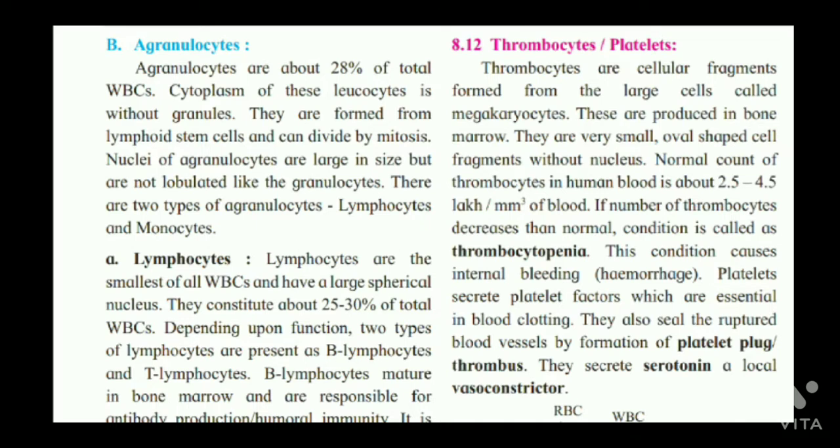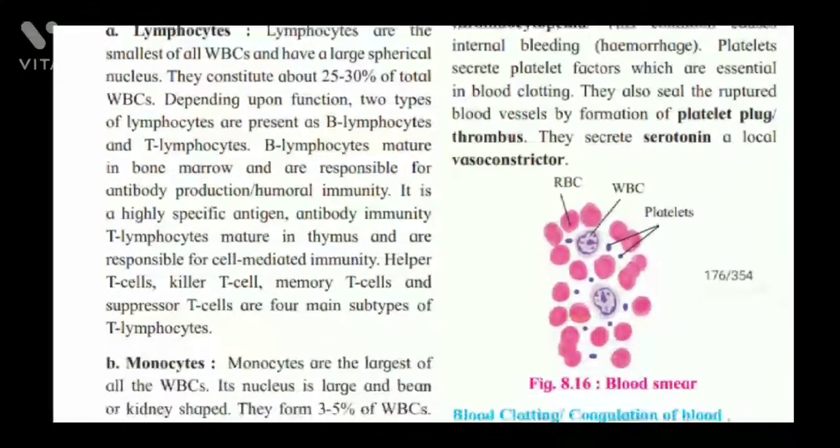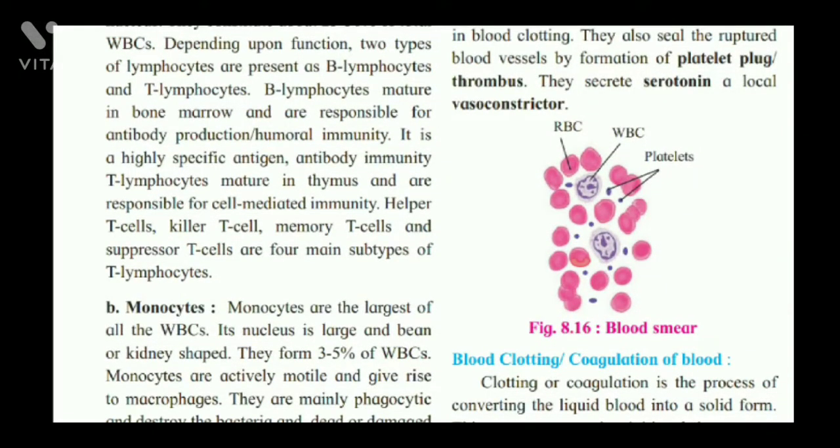If the number of thrombocytes decreases below the normal condition, it is called thrombocytopenia. This condition causes internal bleeding. Platelets secrete platelet factors which are essential in blood clotting. They also seal the ruptured blood vessels by formation of a platelet plug or thrombus. They secrete serotonin, a local vasoconstrictor. This is the blood schema diagram.